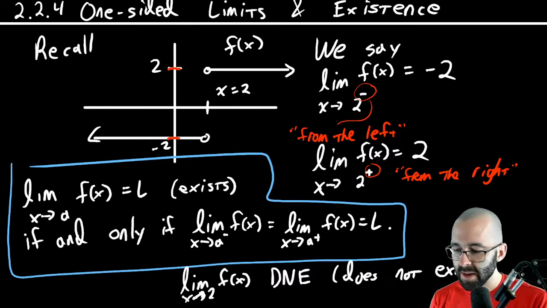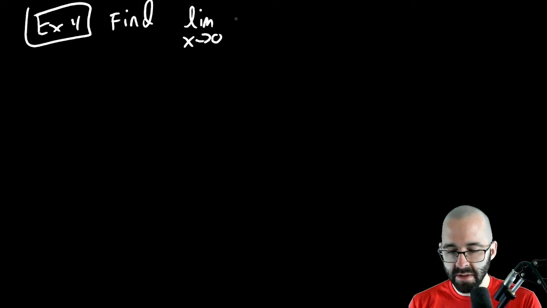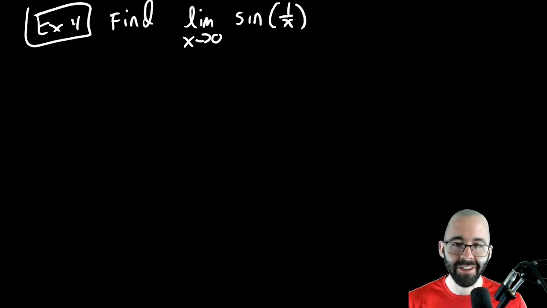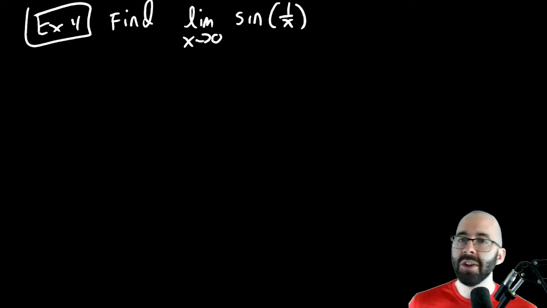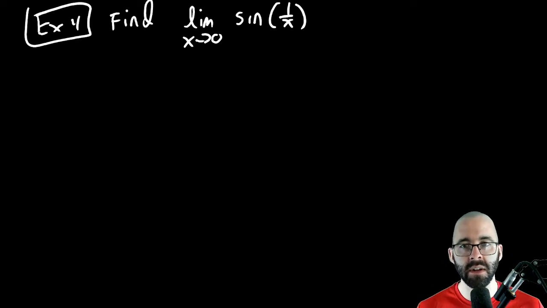All right, so let's do some examples. Example 4: find the limit as x goes to 0 of sine of 1 over x. I really like this graph. This is a cool graph. You could either make a table here, or you could graph it on Desmos. There are sort of other aspects to approach it without those methods, but not methods that I want you to worry about in this class right now.